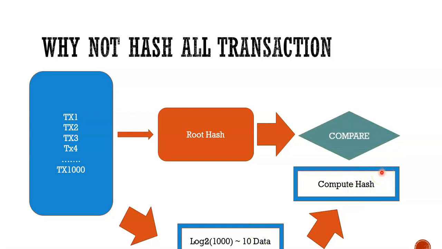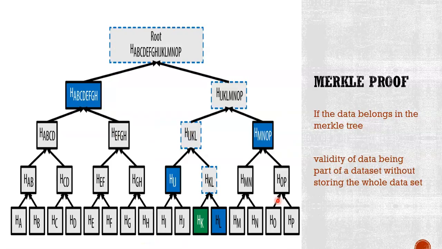If you compute the hash from all the 1000 transactions, the computation of the hash will take place 1000 times. But now it's just 10 times, which is logarithmic complexity, which is more efficient. So a Merkle tree is very, very efficient if you wanted to verify any particular transaction. This verification is what we call a Merkle proof.